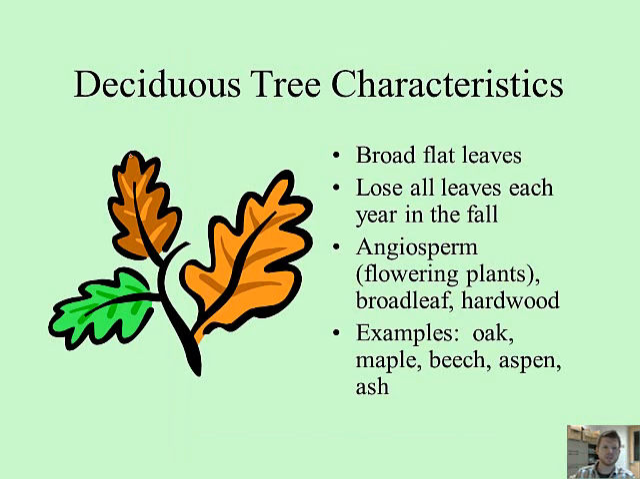We're going to focus today on deciduous trees. So deciduous trees have broad flat leaves. They lose their leaves each year in the fall. They're angiosperms, which means they're flowering plants, so most of them will flower in the spring. And a couple of examples down here that we can find on campus are oak trees, maple trees, and I know there's a bunch of ash trees out there as well.